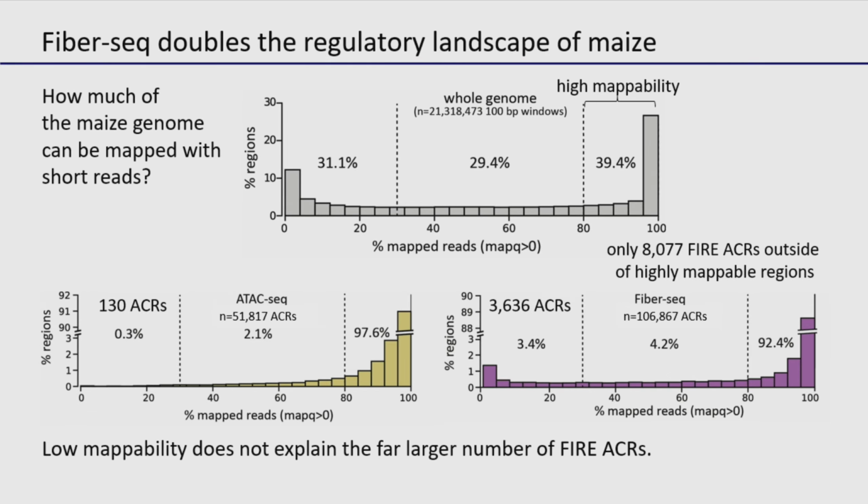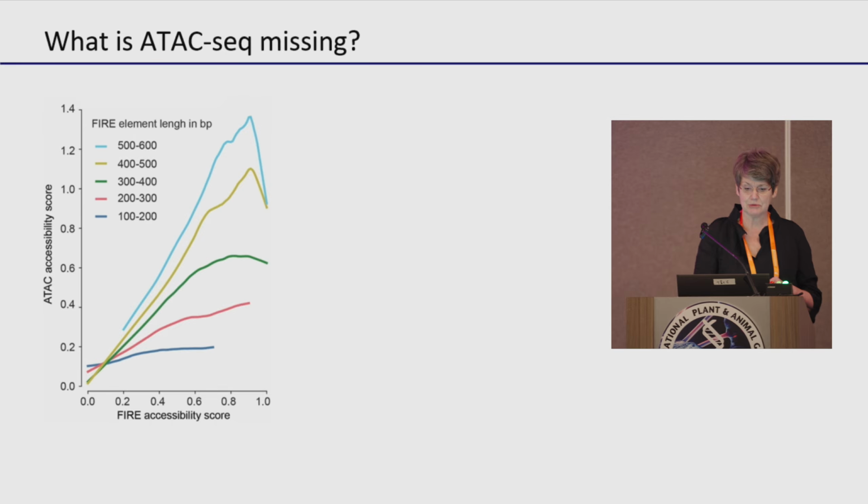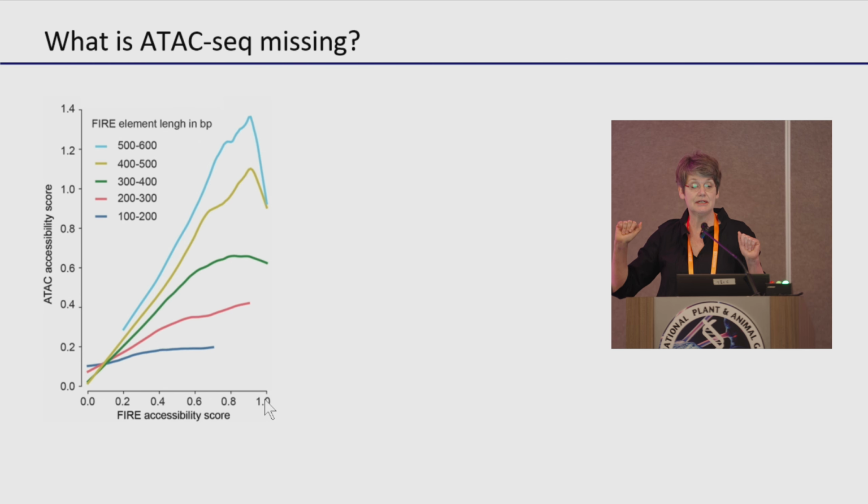What is ATAC-seq, the gold standard method, what is it missing? And this is what I'm trying to show here. The element size is indicated by the colors of my graph. On the x-axis, we see the FIRE accessibility score.